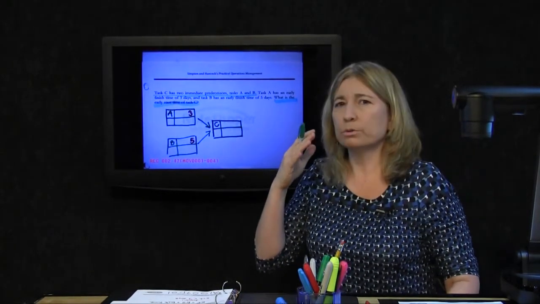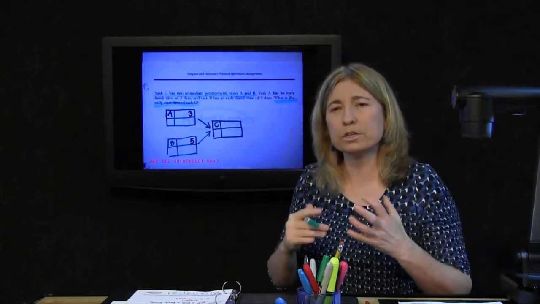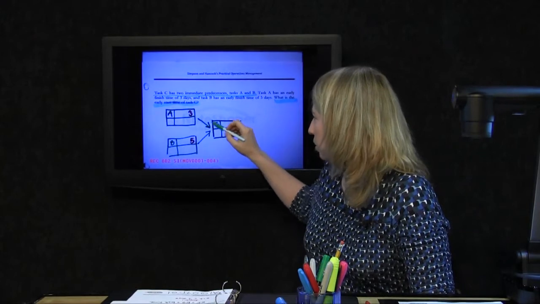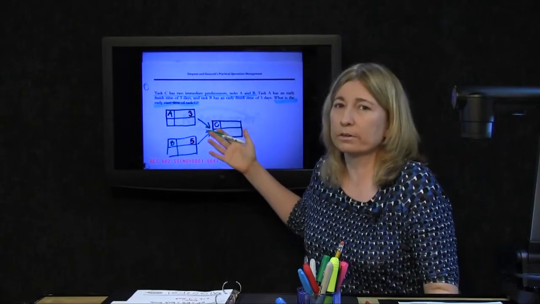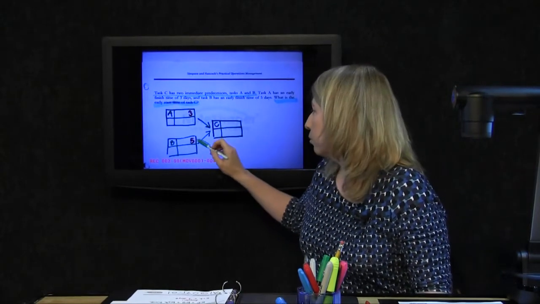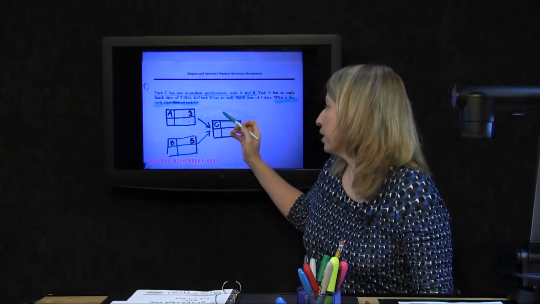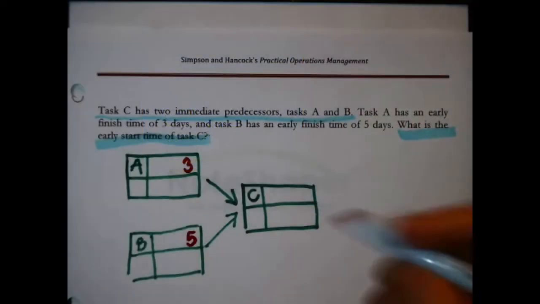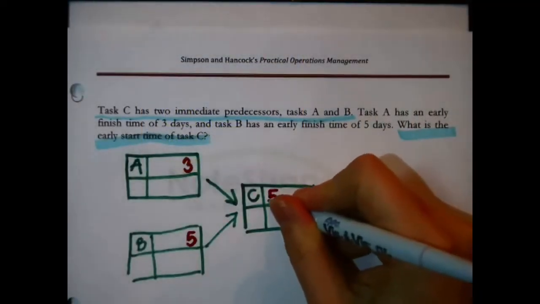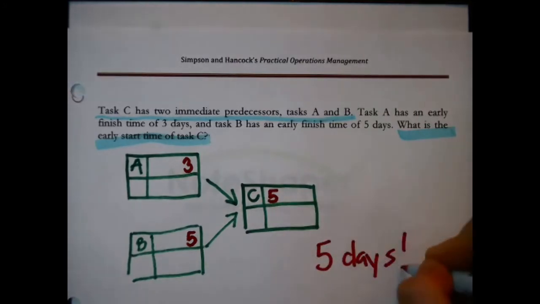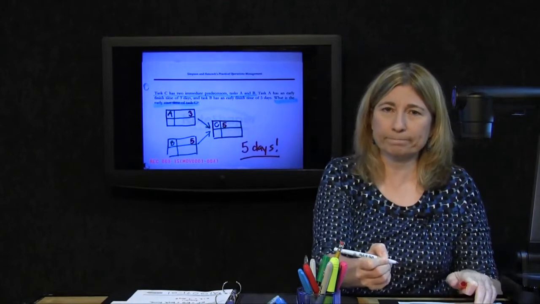One way to maybe help remember this is to actually picture the situation. C cannot start until A and B finish. That's what our diagram means. A will finish at the earliest in 3. B will finish at the earliest in 5 days. This can't start any earlier than 5 days. That's the answer to that question.